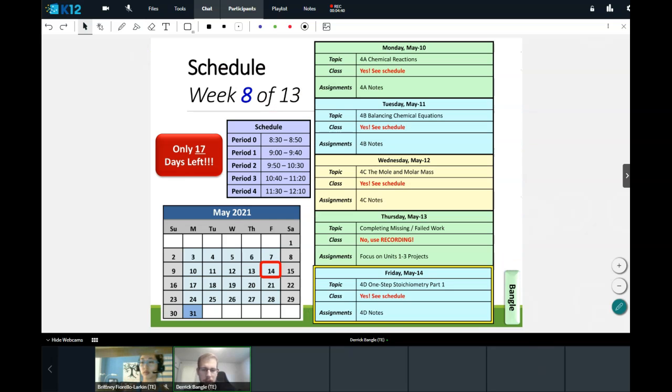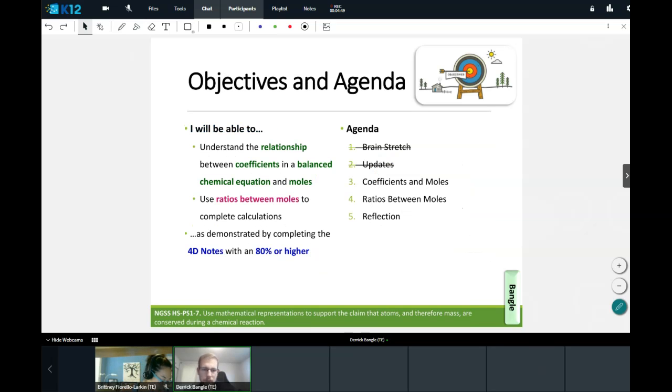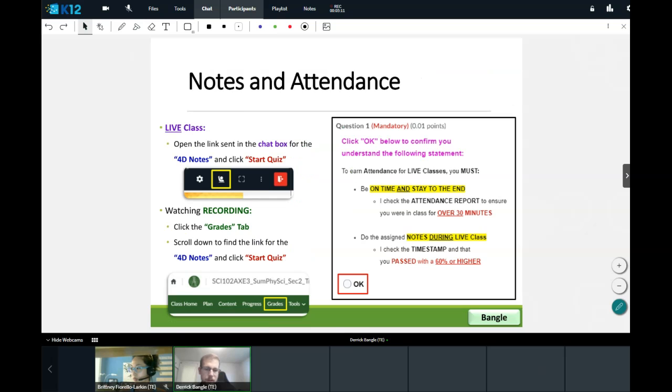All right, today is Friday, so we're at the end of the week. Yay us. And then we are talking about the process of stoichiometry today, so we'll learn what that means here in a second. Specifically, we are going to be understanding the relationships between coefficients, which we kind of already learned about, in a balanced chemical equation, along with the moles. So we're going to use these ratios between the mole coefficients to complete calculations for how much stuff we will get at the end of a reaction.